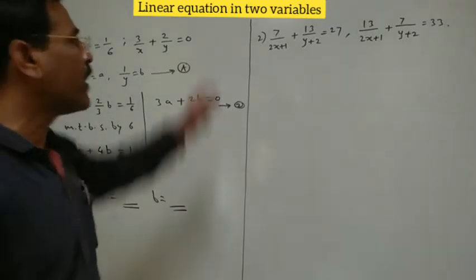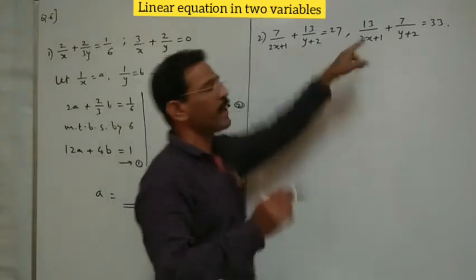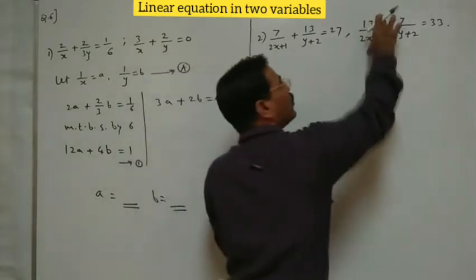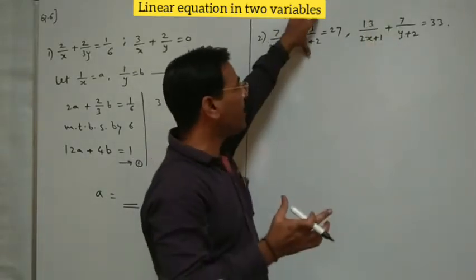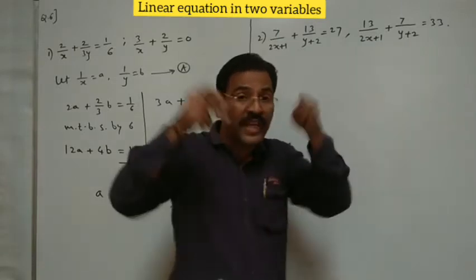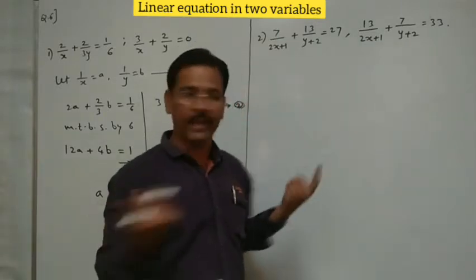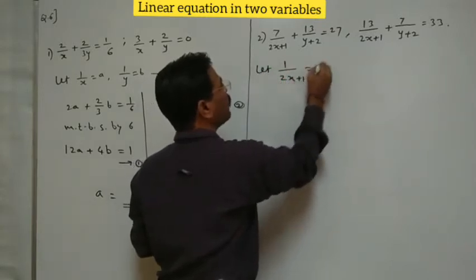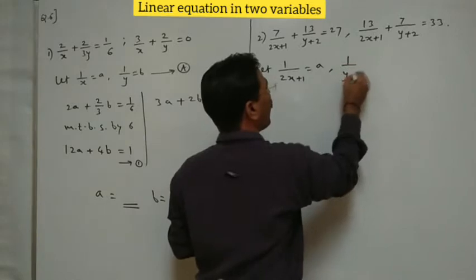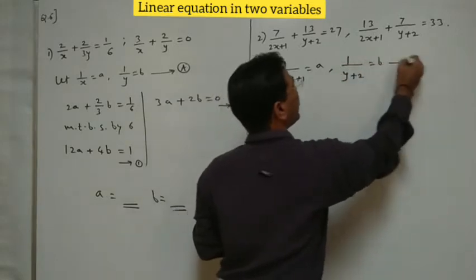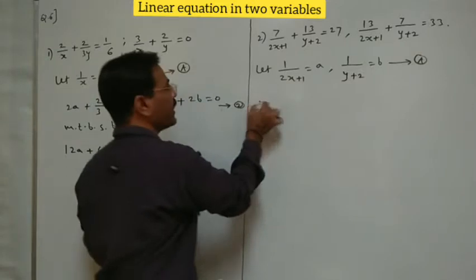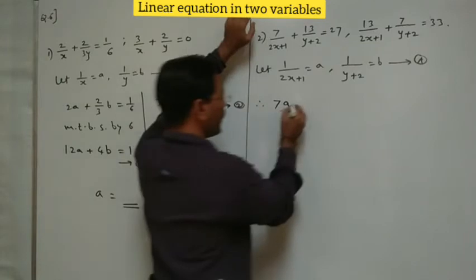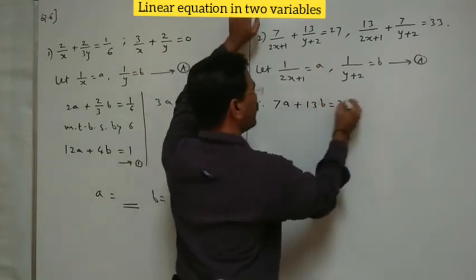Similarly, here also. Here it is a very simple one. What can we write here now? Both look the same. So here 1 upon 2x plus 1 and here also 1 upon 2x plus 1. Similarly 1 upon y plus 2, 1 upon y plus 2. For these two we can suppose a and b. Let 1 upon 2x plus 1 equal to a and 1 upon y plus 2 equal to b. Okay friends? Now tell me what we'll get here. This is nothing but 7a. Is it correct? Plus 13b is equal to 27.